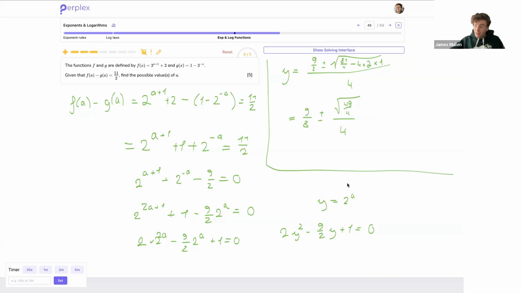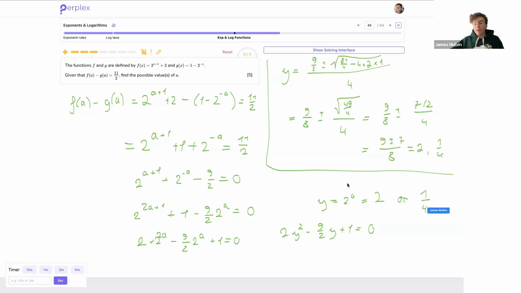Okay? 49 is the square of 7, and 4 is the square of 2. So this is 9 over 8 plus or minus 7 over 2 over 4. In other words, 9 plus or minus 7 over 8. What two values does that give me? That gives me either 16, 9 plus 7 over 8, so that's 2, or 9 minus 7 over 8 is 2 over 8, which is 1 over 4. So those are the two possible values of y. But I was trying to find a, and y is equal to 2 to the a. So that's 2 or 1 over 4.